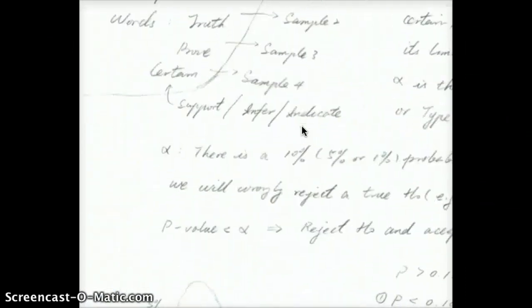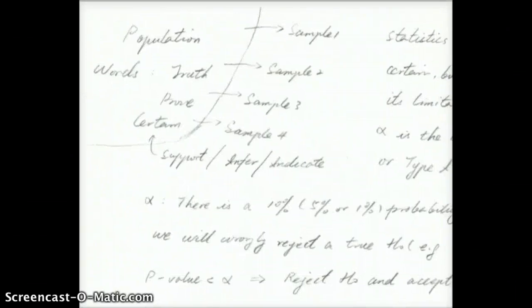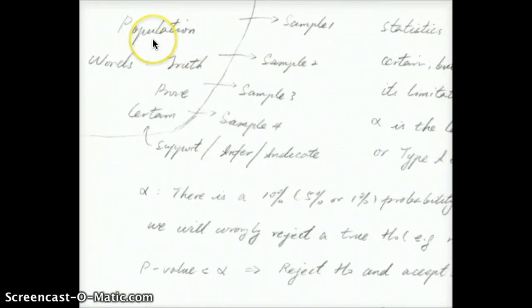Before we discuss the details of these two concepts, we will go back to the relationship between the population and the sample. Normally, we don't know the parameters in the population. What we do is try to find the values from the sample to support, infer, or indicate our result regarding the population. Because in most cases we don't know the true value of the population, we try to avoid the words truth, proof, or certain in the real world.